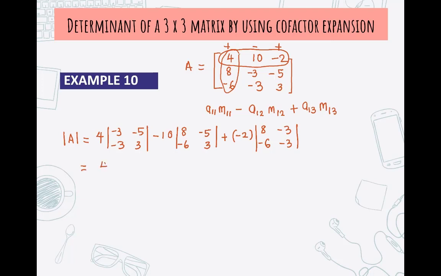Okay, so remember how to find determinant of negative 3, negative 5, negative 3, 3. It's going to be AD minus BC. So in this case, negative 9 minus 15, minus 10. Okay, same here. It's going to be 24 minus 30. The next is positive. Negative 2 is going to be negative 2. So we are going to have here negative 24 minus 18. So when we calculate this, we will be getting 48. Can you understand students? I hope you can understand this.